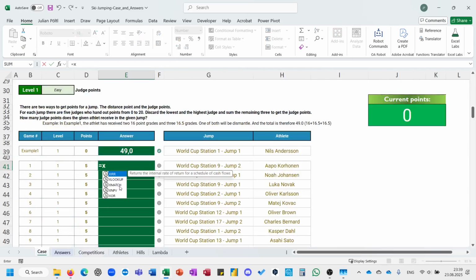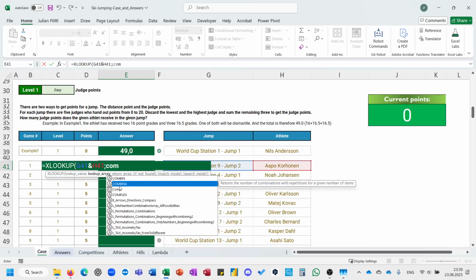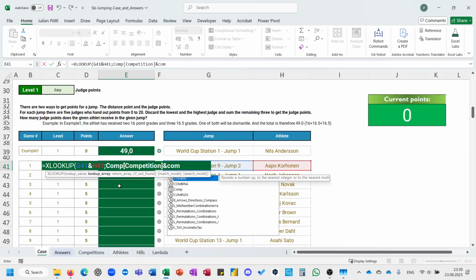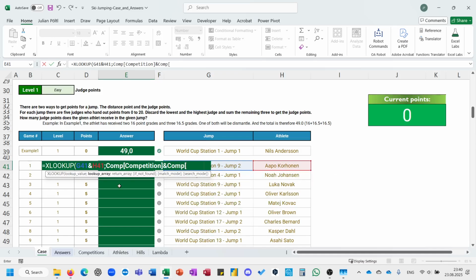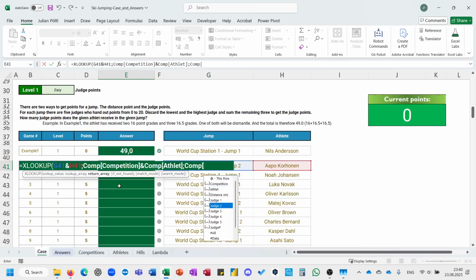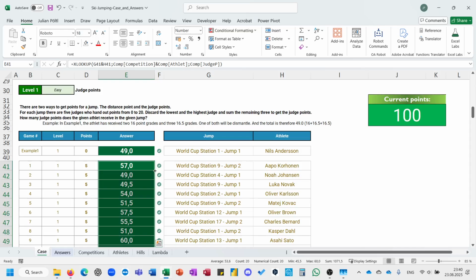And then we can do an XLOOKUP for the jump and the athlete in comp competition, and comp athlete, returning comp judge points. So far so good.